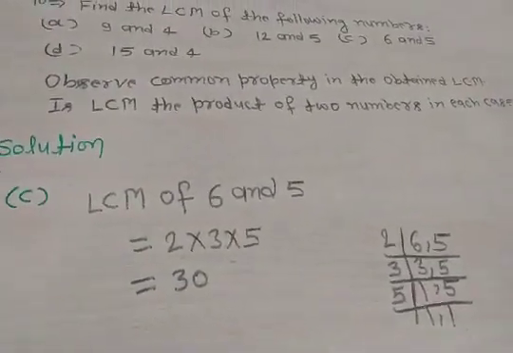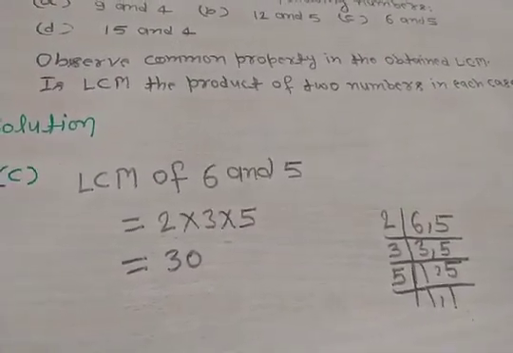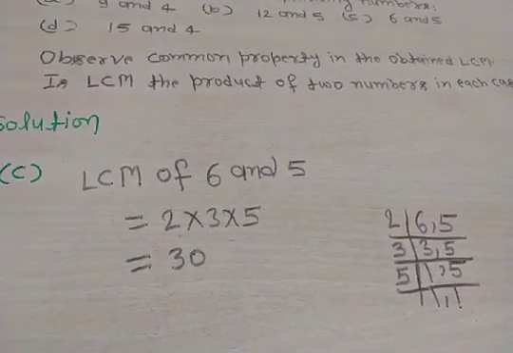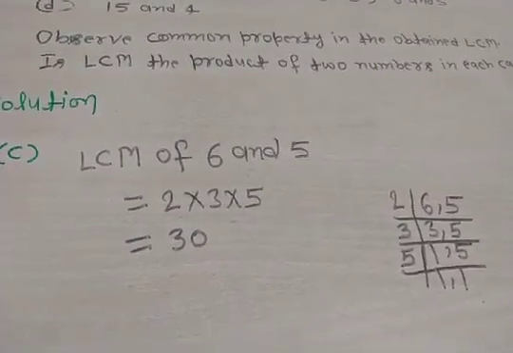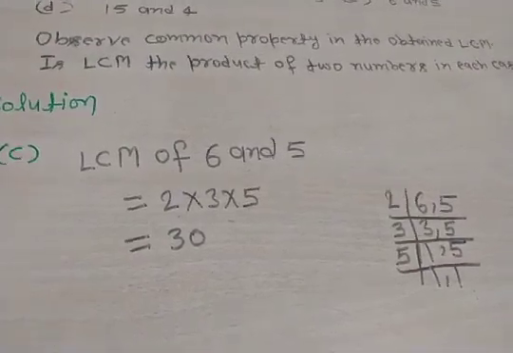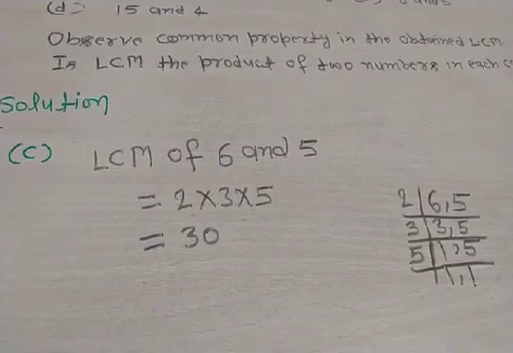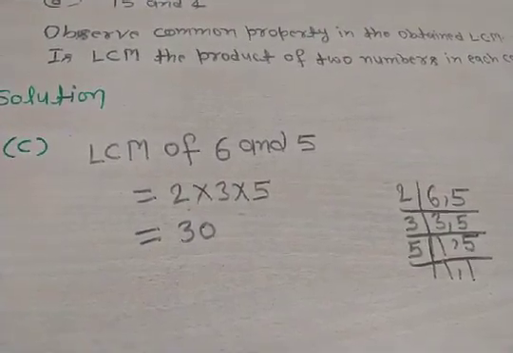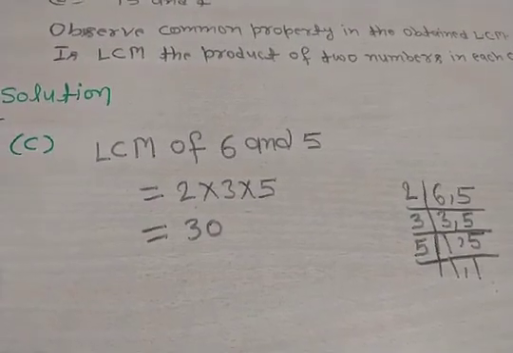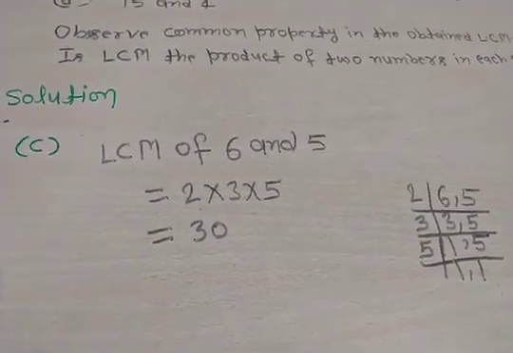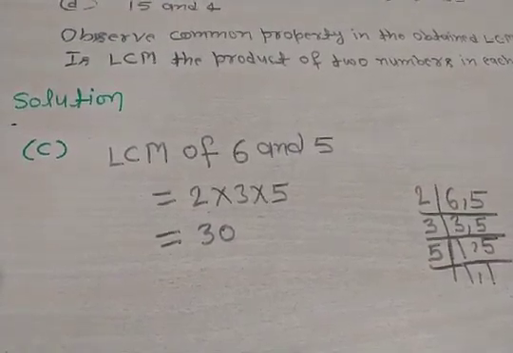Okay, and also the product of 6 and 5 is 30. So you can see here LCM of 6 and 5 is the product of 6 and 5. Okay, why is this the product of 6 and 5? Because 6 and 5 are co-prime numbers. They have no common factor other than 1. So the LCM of 6 and 5 is the product of 6 and 5.